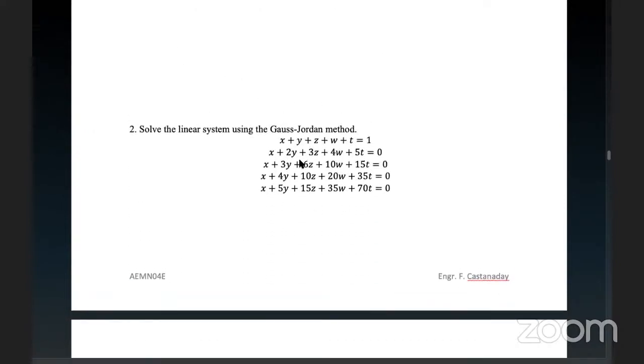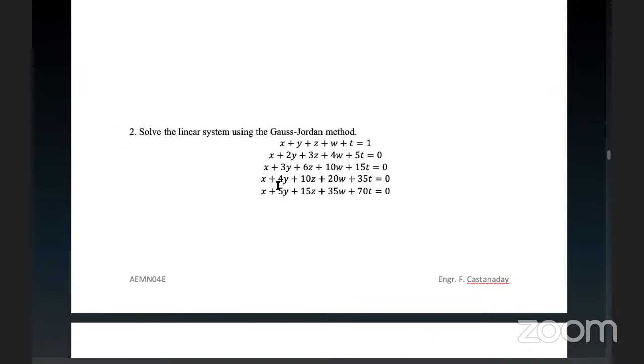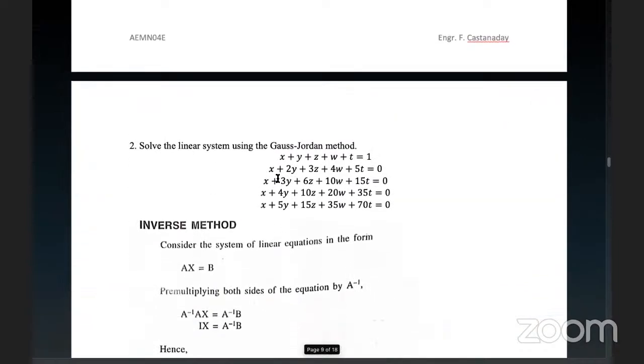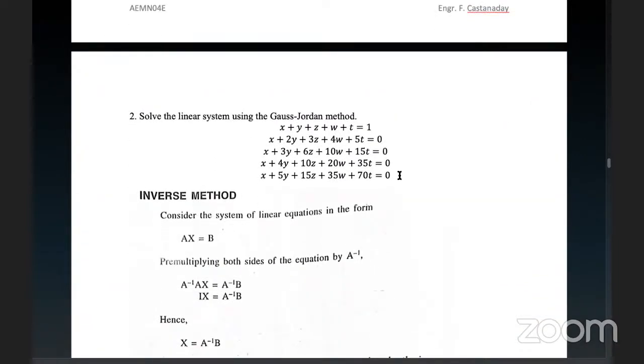Clear ko lang saglit to para makita natin yung number 2. Very quick lang naman tong guide para lang dun sa mga hindi kanina umabot dun sa ating lecture. Wait lang.